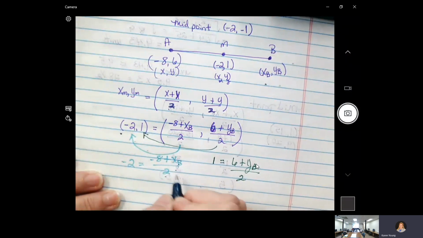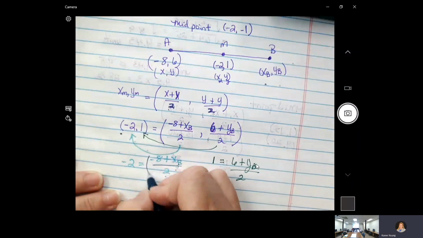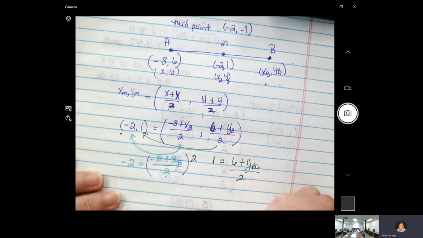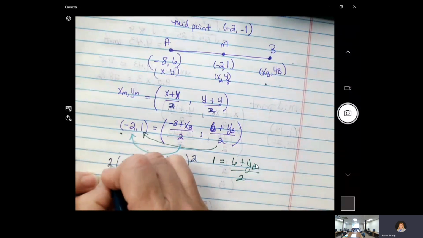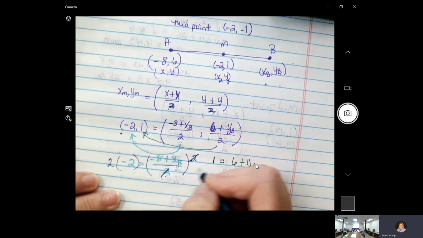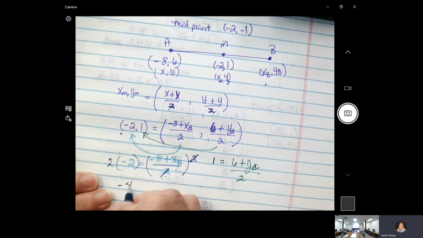Okay. All right, so I want to solve for x first. So my 2 on the bottom, I've got to get rid of it. Since I'm dividing by 2, I'm going to multiply this side by 2. Whatever I do on the right, I have to do on the left. So this 2 cancels this 2 because one's in the denominator and one's in the numerator. And I end up with negative 4 equals negative 8 plus xb.